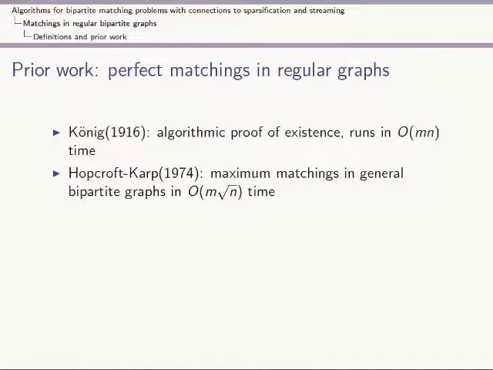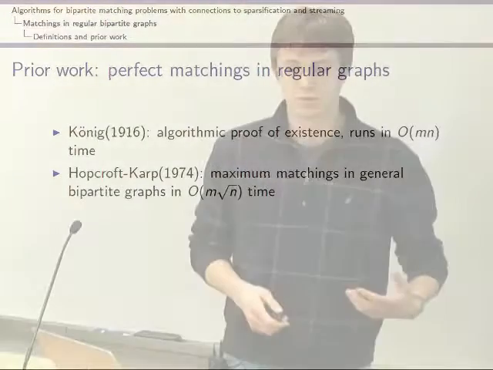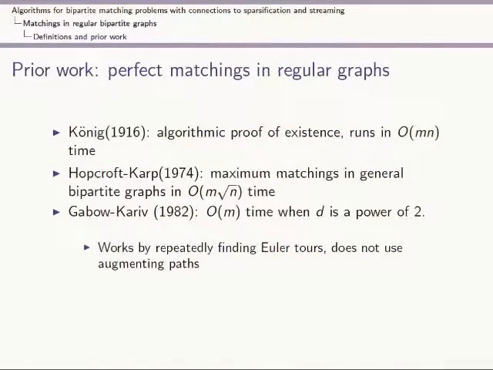In 1974, Hopcroft and Karp gave their famous algorithm for finding maximum matchings in general bipartite graphs that runs in time order m root n. In '82, Gabow and Kariv considered the question restricted to regular graphs and obtained a very beautiful linear time algorithm for recovering a perfect matching when the degree of the graph is a power of 2. This is a really nice algorithm. In fact, it doesn't use augmenting paths. Instead, it does Euler tours to decompose the graph into regular graphs of smaller degrees.